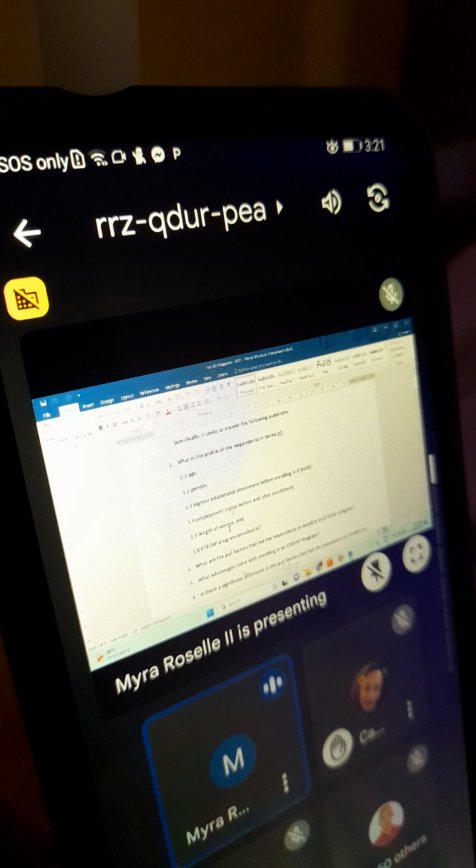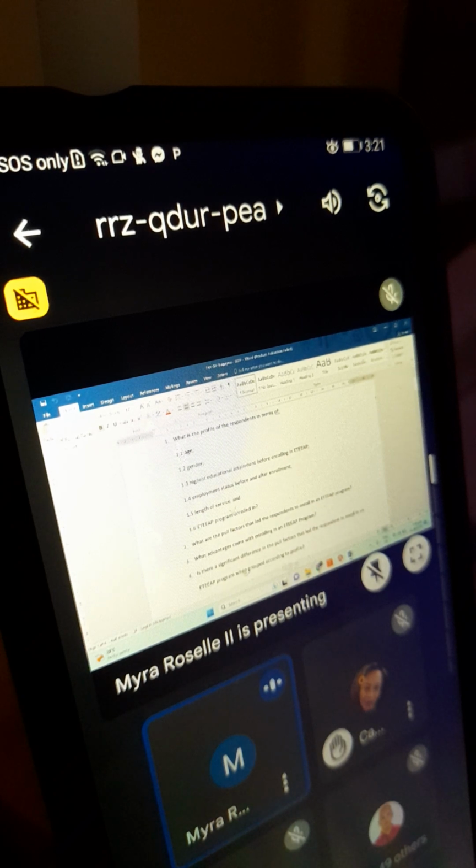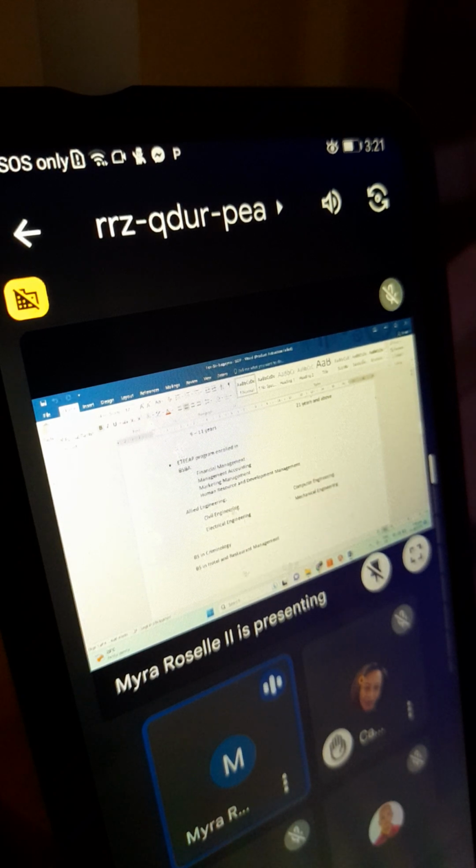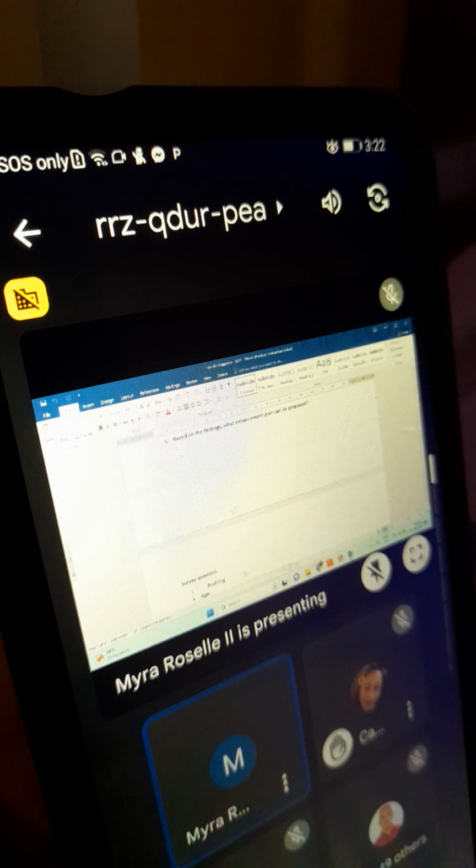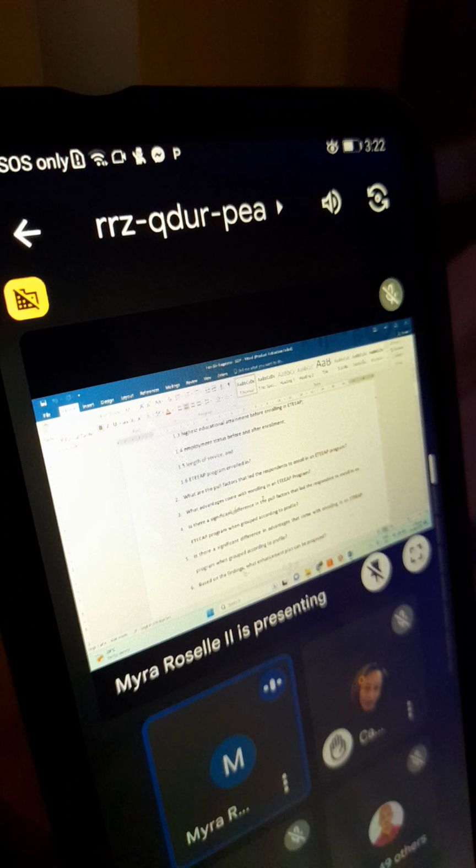Here I have the profiling questions. And then I have here the inferential. Is there a significant difference or relationship in the pull factors that led respondents to enroll in the ETIA program when grouped according to profile? Is there a significant difference in advantages that come with enrolling in an ETIA program when grouped according to profile? Okay?